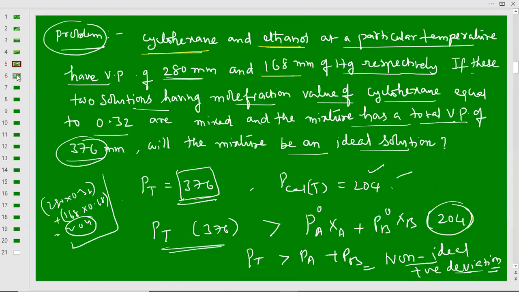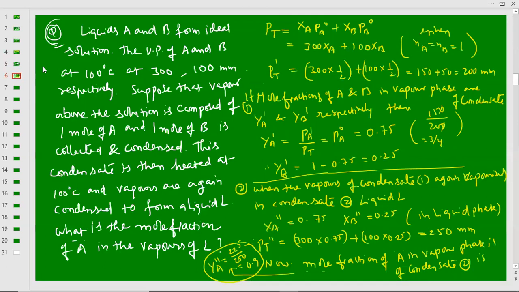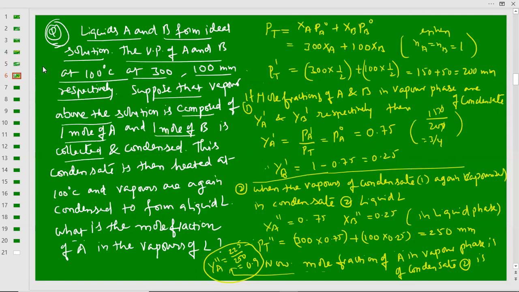The next problem I am going to discuss is this one: liquids A and B form an ideal solution, and the vapor pressures of A and B at 100 degrees Celsius are 300 and 100 respectively. So A vapor pressure is 300, B vapor pressure is 100. Suppose the vapor above the solution, composed of 1 mole of A and 1 mole of B, is collected and condensed. This condensate is then heated at 100 degrees Celsius and the vapors are again condensed to form liquid L. What is the mole fraction of A in the vapors of liquid L? So the condensation is made 2 times.